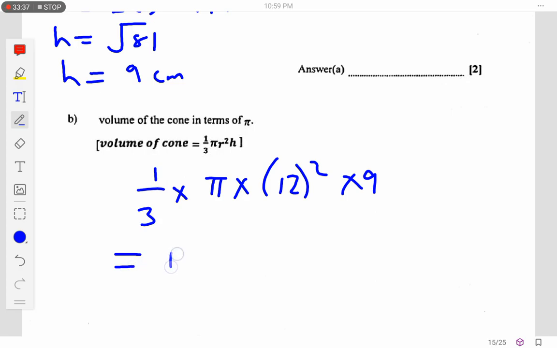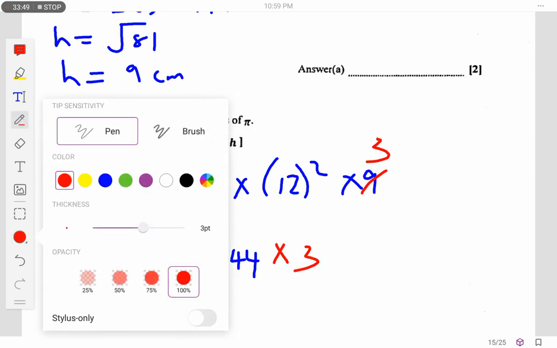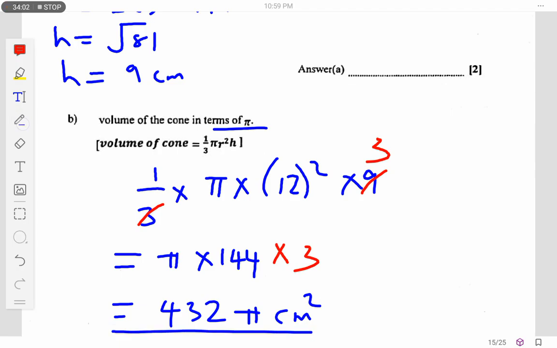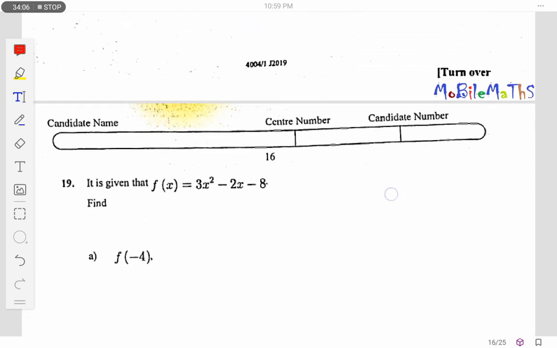Okay, so we get here pi times 144, because I've divided here 3 by 3, then times 3 here. Okay, so when we punch in our calculator here, I will get 432 pi, or they said leave it in terms of pi, centimeters cubed, like that. Okay, that's my answer. Let's move on to the next question.